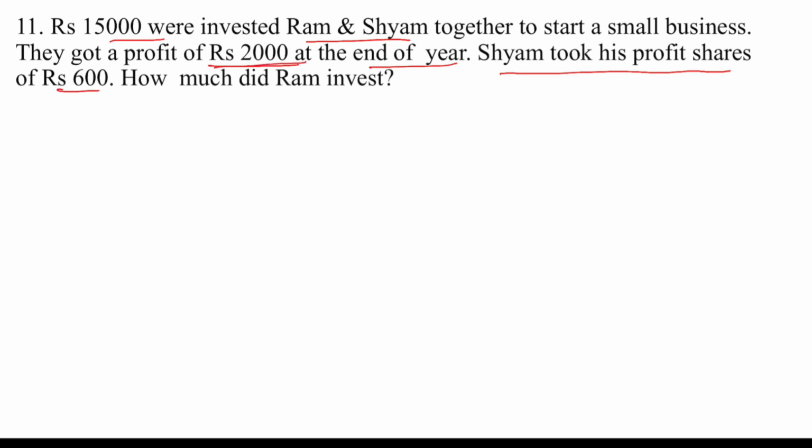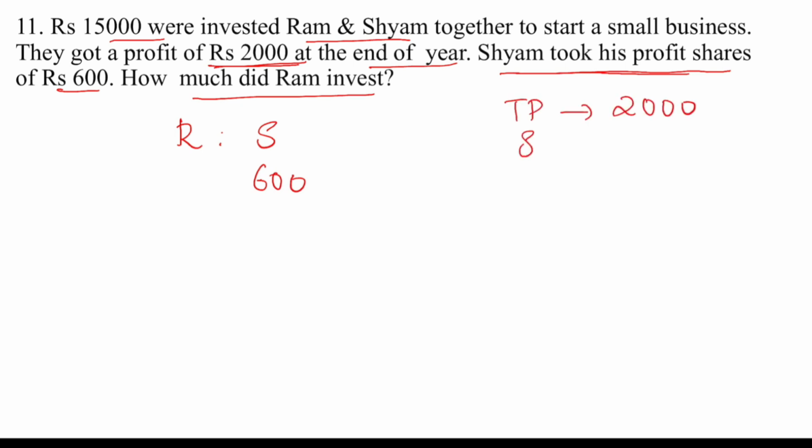So, if 2,000 was the total profit and Shyam took 600 as his profit, then the remaining 1,400 will be whose? Ram's profit. So, then how much did Ram invest, they are saying. Now, Ram is to Shyam. Okay. We know Shyam took 600. Total profit was 2,000 and Shyam took how much? 600. Then Ram will take how much? The remaining 1,400 will be Ram's profit. So, Ram's profit is 1,400.